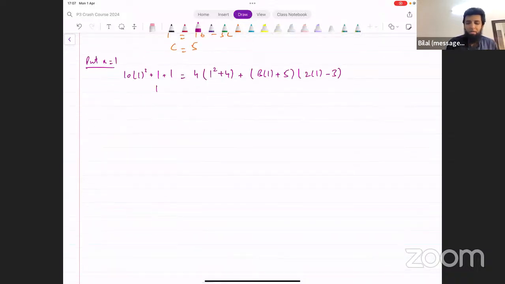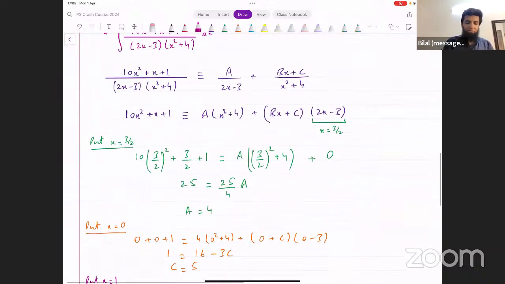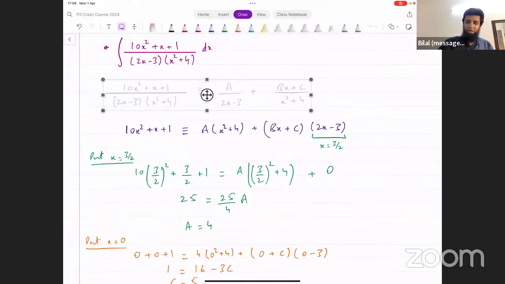All right. Now, on the left side, we have 12. On the right side, that's 4 into 5, that's 20, plus b plus 5 into minus 1. And that's 12 equal to 20 minus b minus 5. And the value of b turns out to be 20 minus 5 minus 12, and that's going to be 3. B turns out to be 3. So we've got the values of a, b and c. That is what we were looking for. Okay. So now we have the partial fractions.